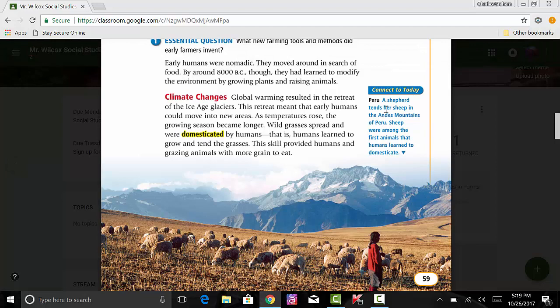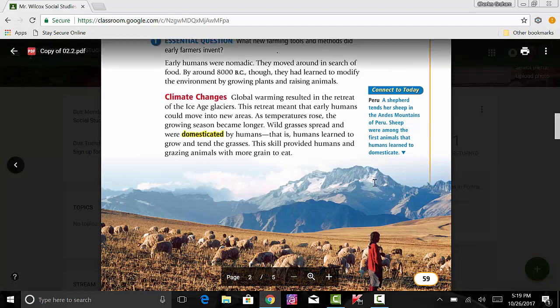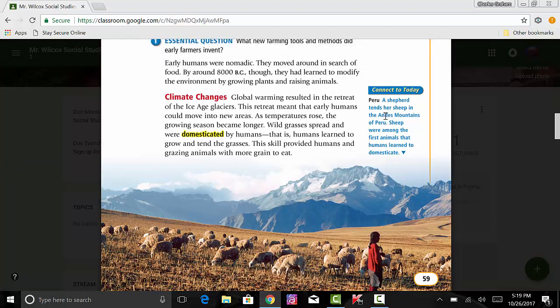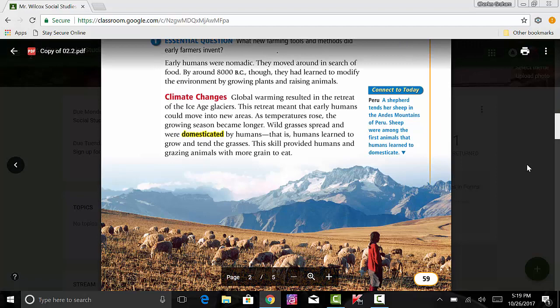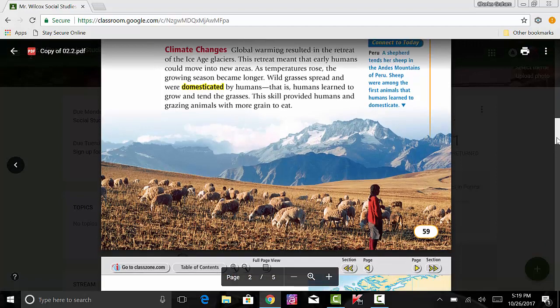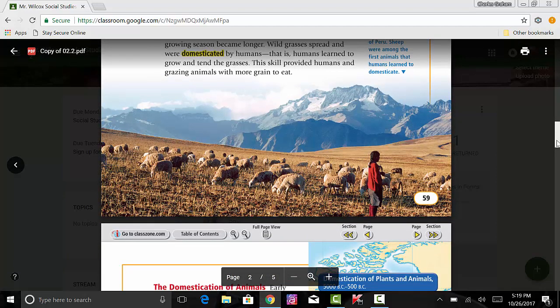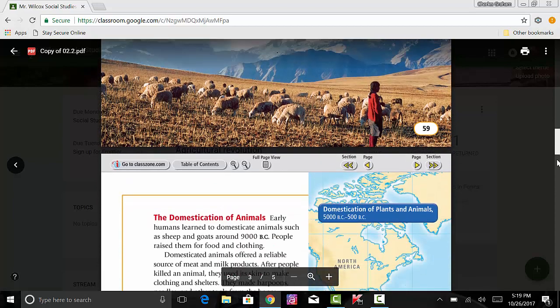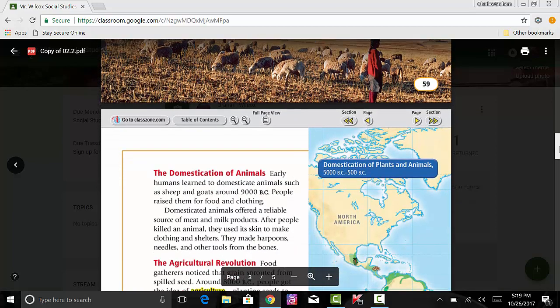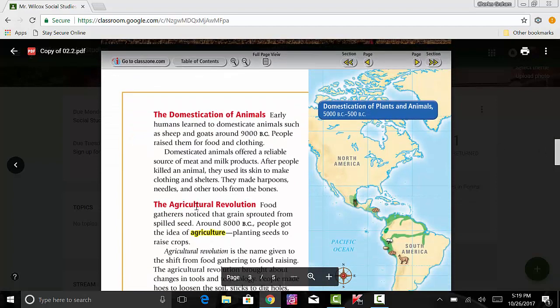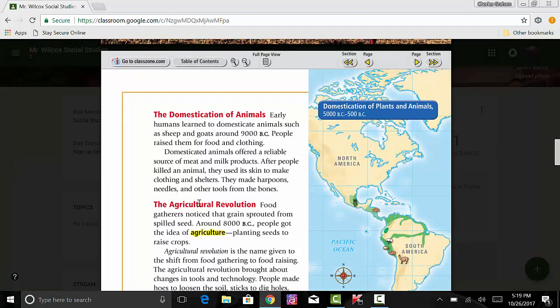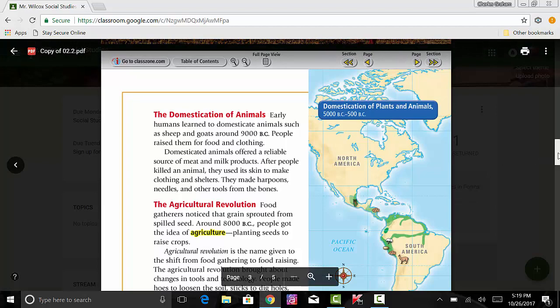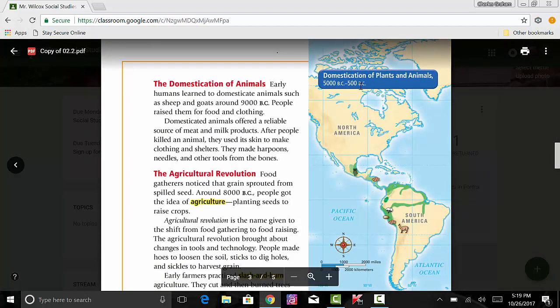Connected today: Peru. This is Peru, the picture. A shepherd tends her sheep in the Andes Mountains of Peru. Sheep were among the first animals that humans learned to domesticate. Think about some other animals that are domesticated, like cows, goats, pigs, chickens, horses. The domestication of animals, the agricultural revolution, so here you go. If you didn't know what it was before, we'll soon find out.